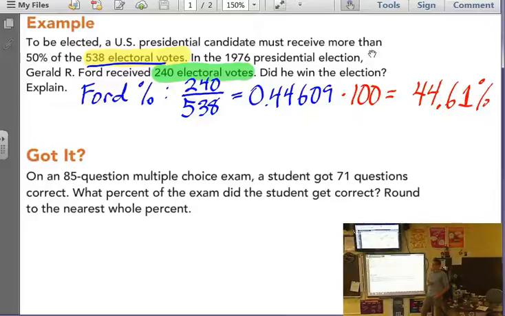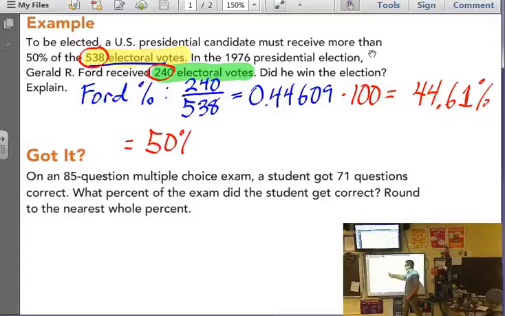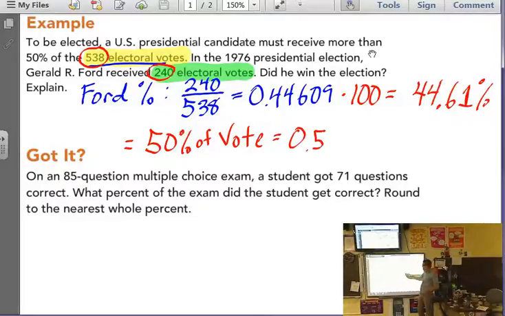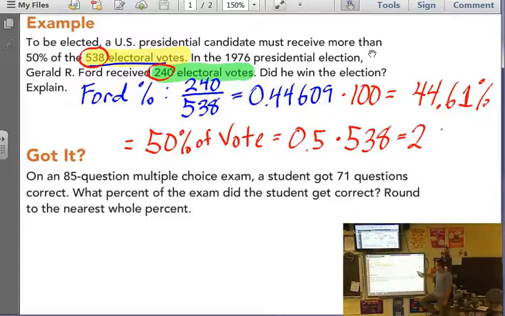Now, the other way we could have looked at this is if I compare 240 to 538, and I say, well, Ford needs more than 50% of the votes. I could then ask myself, what is 50% of the vote? Well, I know 50% is 0.5, or I can divide by 2. The vote is a total possible 538. So to win, you would need 269, I want to say, is half of 538.